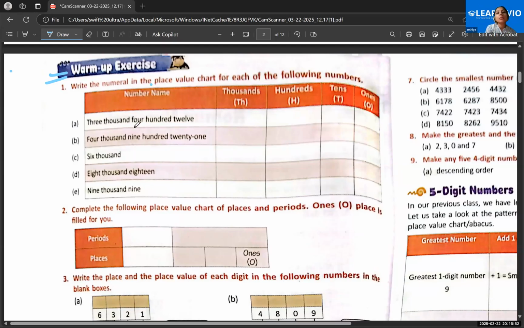So the first number is 3,412. So 3,000. That means in place of 1,000, I will just write 3. Now the remaining part is 412. So 400. In place of 100, I'll write 4. And I'm left with 12. How do I write 12? 1 and 2. Is the question clear? If you want, you can write the answer in the book only. That would help you afterwards.